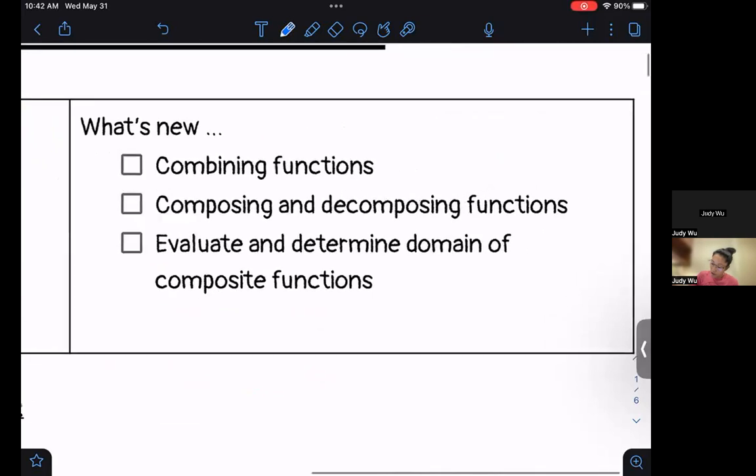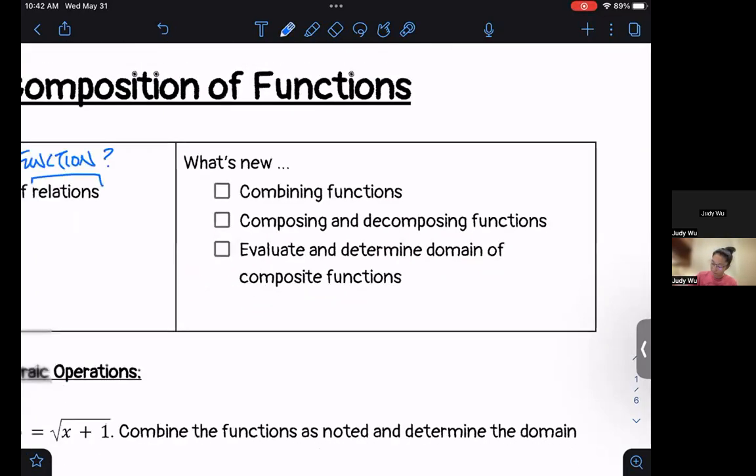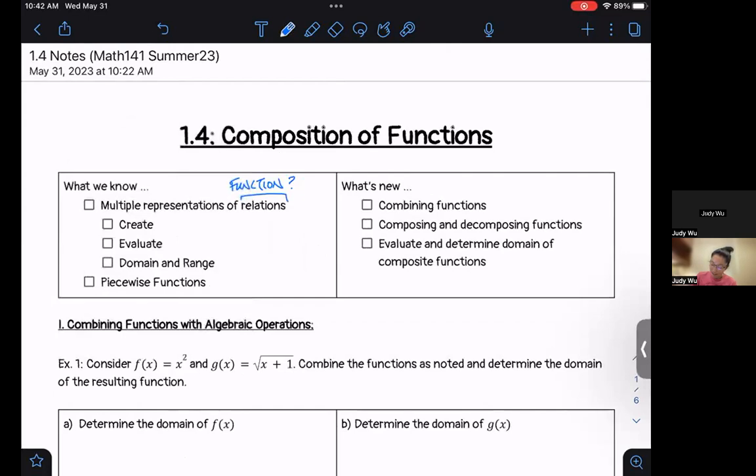What's new for this section is we're going to be looking at combining functions. We're going to be looking at composing and decomposing functions. We're also going to look at evaluating and determining the domain of something we call composite functions. By the end of this lesson, we should have a better idea of how to do these. So let's get started.